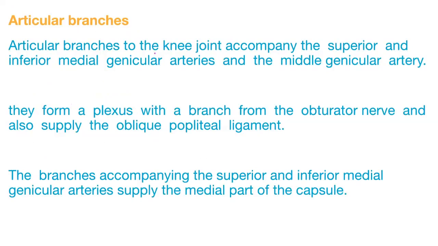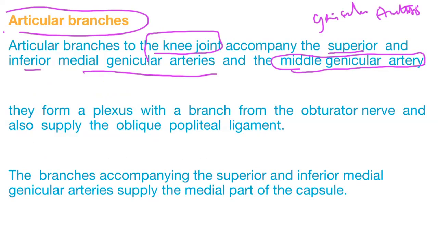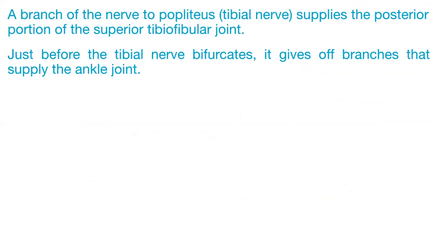Articular branches to the knee joint accompany the superior and inferior medial genicular arteries and the medial genicular arteries. So this is the genicular anastomosis around the knee joint, right? If you remember the diagram, these branches accompany that. They form a plexus with a branch from the obturator nerve and also supply the oblique popliteal ligament. The branches accompanying the superior and inferior medial genicular artery supply the medial part of the capsule. A branch of the nerve to popliteus, from the tibial nerve, supplies the posterior portion of the superior tibiofibular joint.